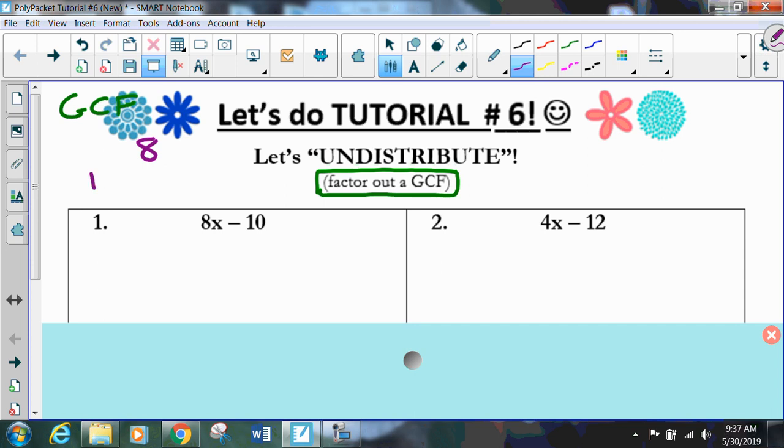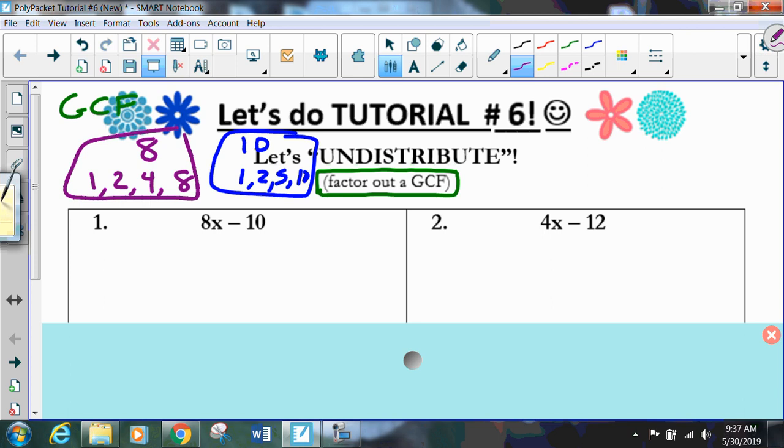Well, 1 is always going to be one of the factors, right? And how about 2 and 4 and 8 itself? So these numbers, 1, 2, 4, and 8, are the factors of 8. And let's do the same thing for 10. If we looked at 10, and we thought about the factors of 10, we'd see we have 1, 2, 5, and 10. So when we compare the factors of 10 with the factors of 8, what we're looking for is the greatest common factor. So what number do you see that's in common? Sure, they both have a 1, right? But the greatest number that they have in common is a 2. So 2 is called the GCF of 8 and 10.